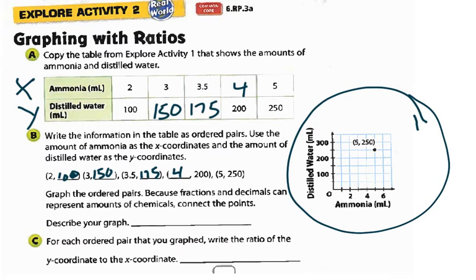Because fractions and decimals can represent amounts of chemicals, we're going to connect the points. Then we're going to describe the graph. Here's what I want you to notice. The axes going across, the x here and the y, the scales are not the same, and that's okay. Your scales don't have to match. If you were going to use graph paper, like in class, to make a graph, a lot of times you'll have to do that.